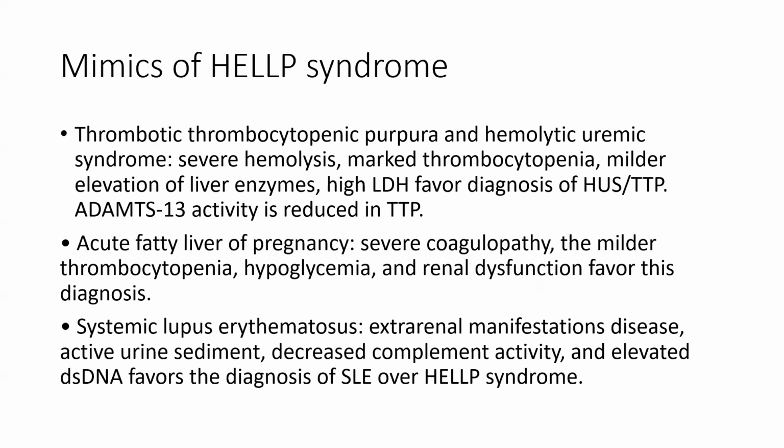Then mimics of HELLP syndrome. Thrombotic thrombocytopenic purpura and hemolytic uremic syndrome: severe hemolysis, marked thrombocytopenia, milder elevation of liver enzymes, high LDH favor the diagnosis of HUS and TTP. ADAMTS13 activity is reduced in TTP. Acute fatty liver of pregnancy: coagulopathy, milder thrombocytopenia, hypoglycemia, and renal dysfunction favor this diagnosis. Then systemic lupus erythematosus: extrarenal manifestation of disease, active urine sediment, decreased complement activity, and elevated dsDNA favor diagnosis of SLE over HELLP syndrome.